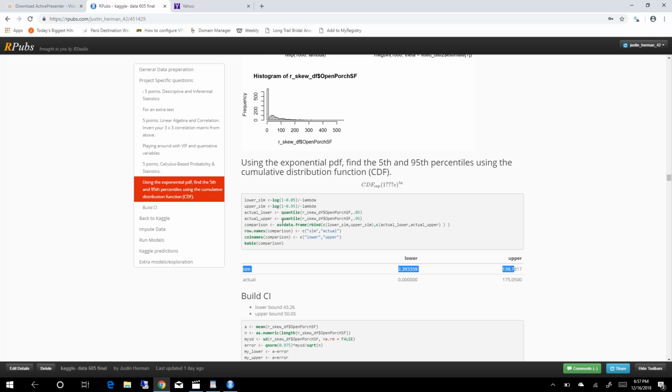At the same time, we were asked to compare it to what the actuality is for this variable that we chose. So I went in and looked at the open porch. I grabbed the quantiles, and it prints out to here. You can see that in actuality, because it's very zero inflated, the lower bound is 0 and the upper bound is 175. And for the sim, the lower bound is 2.39 and the upper bound is 139. So the exponential does a decent job, but I wouldn't say it did an excellent job of giving us an estimation.